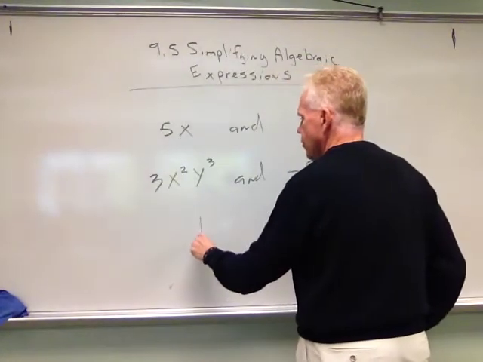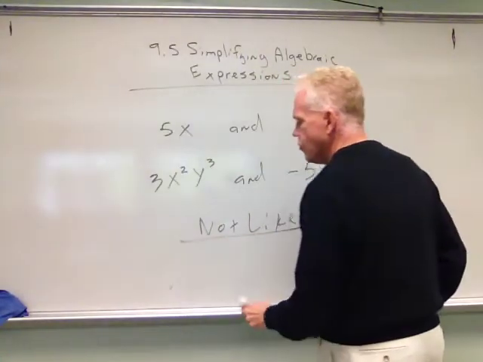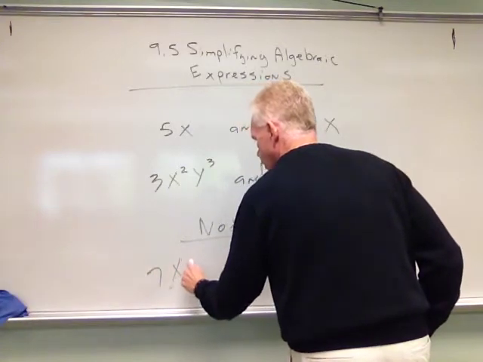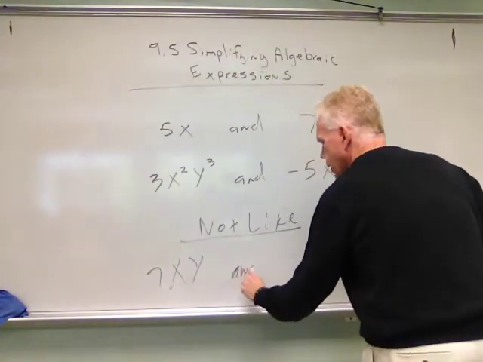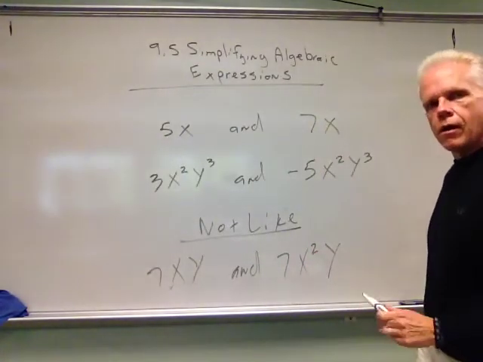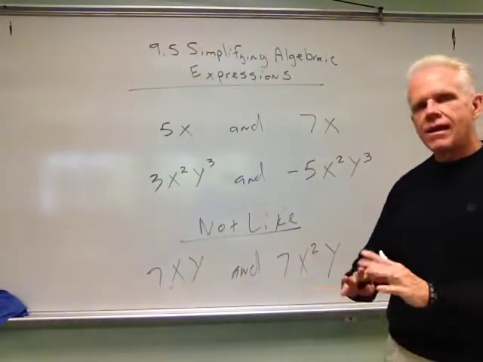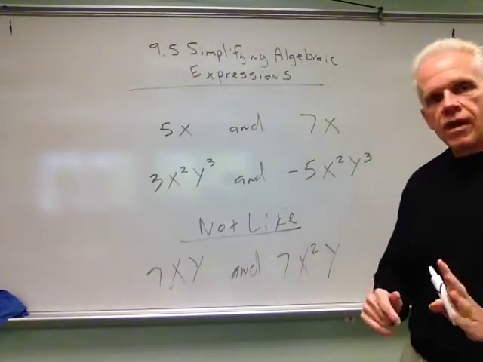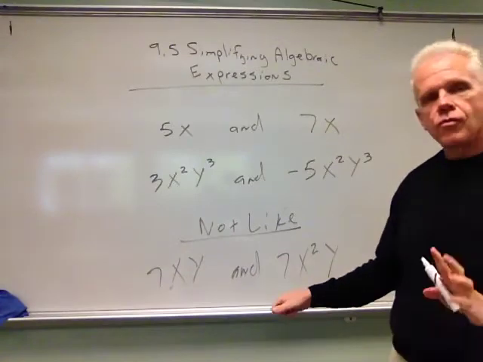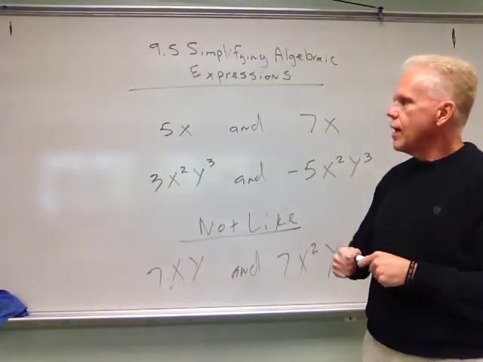Not like terms. An example of not like terms might be something like 7xy and 7x squared y. Now these are not like terms, guys. I want you to see that. They have the same coefficient, but that doesn't matter at all anyway. Like terms never have to have the same coefficient. They do have the same variables, an x in each one and a y in each one, but in this one the x is raised to the second power, and in this one it's only to the first power. Those are not like terms.